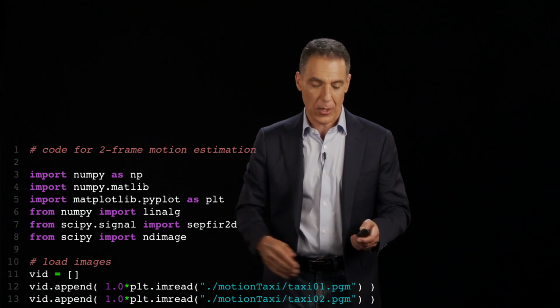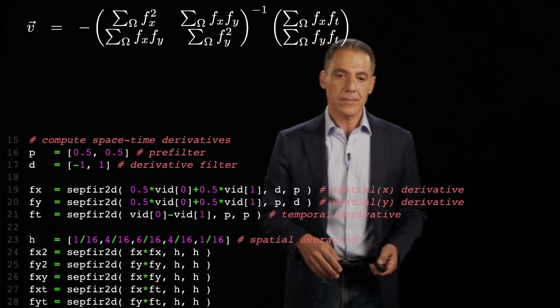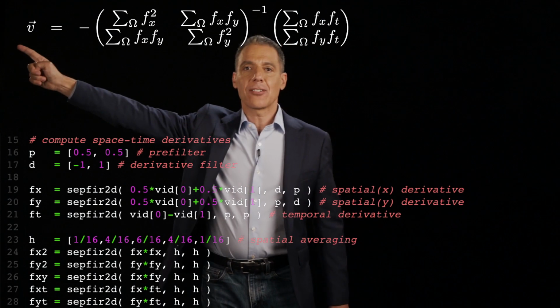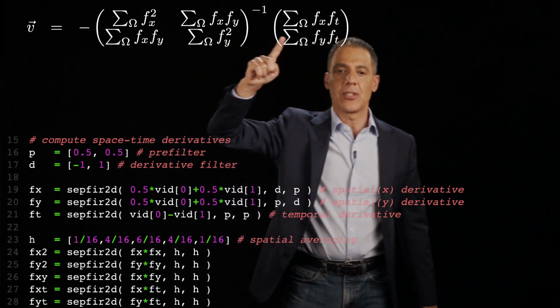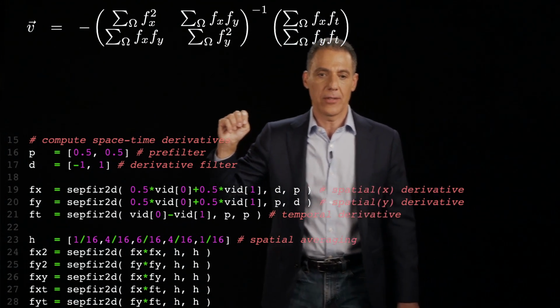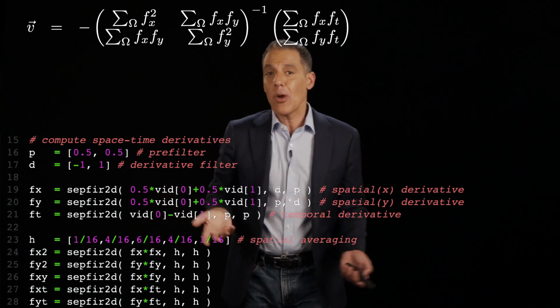You just keep loading in frames. Load in 2 images, and let's append them into a simple data structure. All right, here's the equation just to remind you. Velocity is equal to the inverse of this matrix with spatial derivatives times this vector with a combination of temporal and spatial derivatives. So now what we have to do is just compute these derivatives. And we know how to do that.